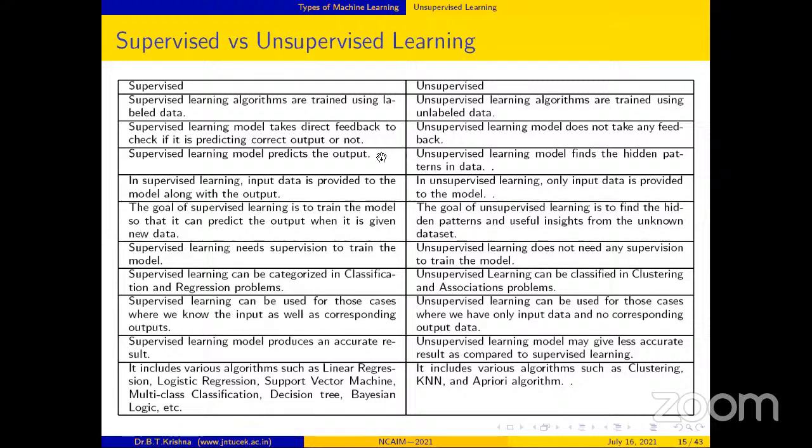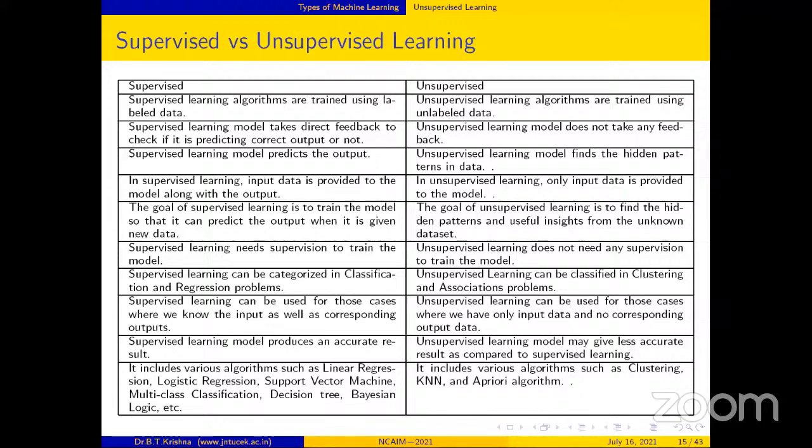This is the main difference. In supervised learning, there will be a prediction, and if the prediction is up to your specifications, then the predicted output is the actual output.